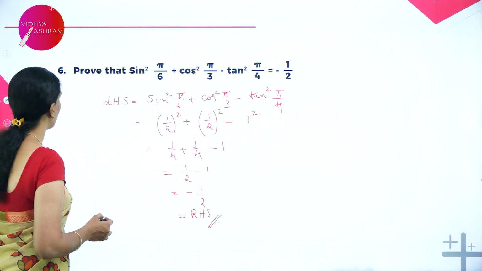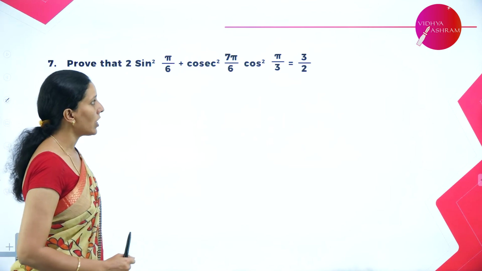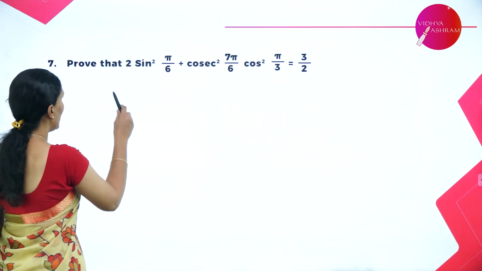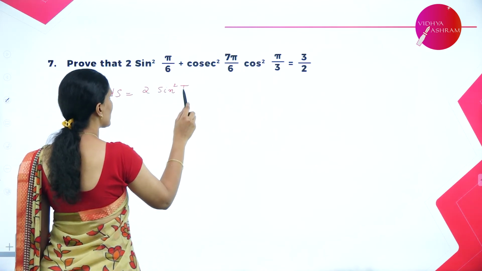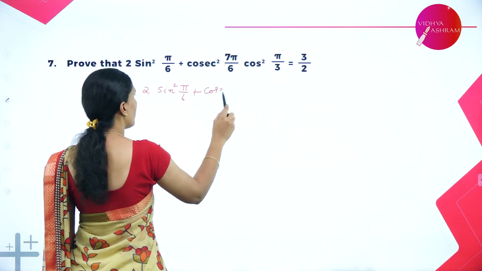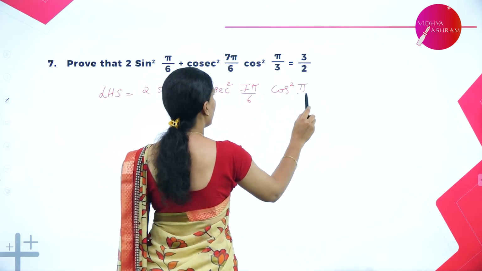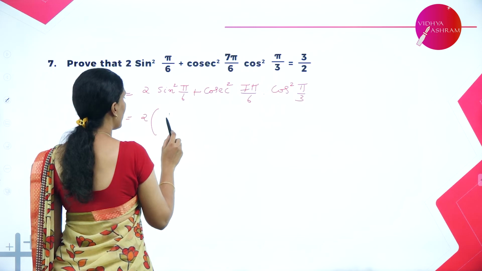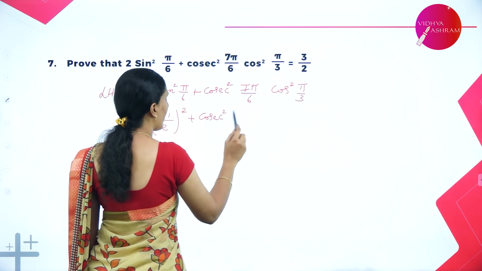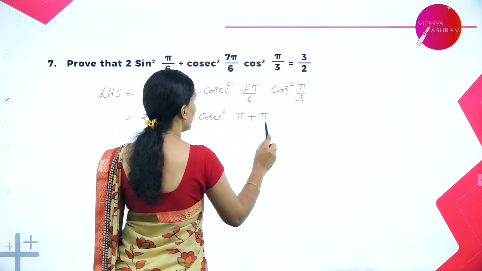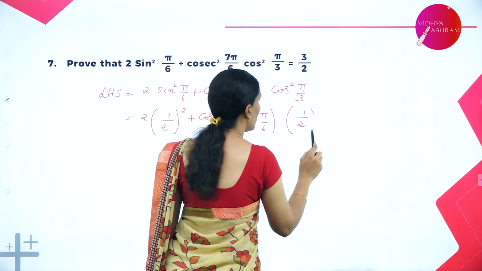Hence, proved. Next, prove that 2 sine square pi by 6 plus cosecant square 7 pi by 6 cos square pi by 3 is equal to 3 by 2. Let me consider the left hand side, that is 2 sine square pi by 6 plus cosecant square 7 pi by 6 into cos square pi by 3. 2 into sine square pi by 6 means 1 by 2 whole square. I don't know the value of 7 pi by 6, but I can write this in the form of pi plus pi by 6. And here we have cos square pi by 3, which is 1 by 2 whole square.